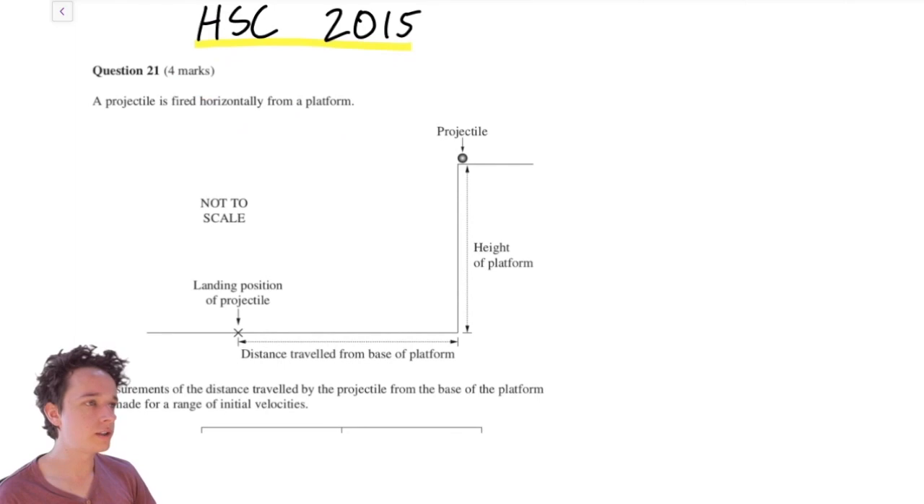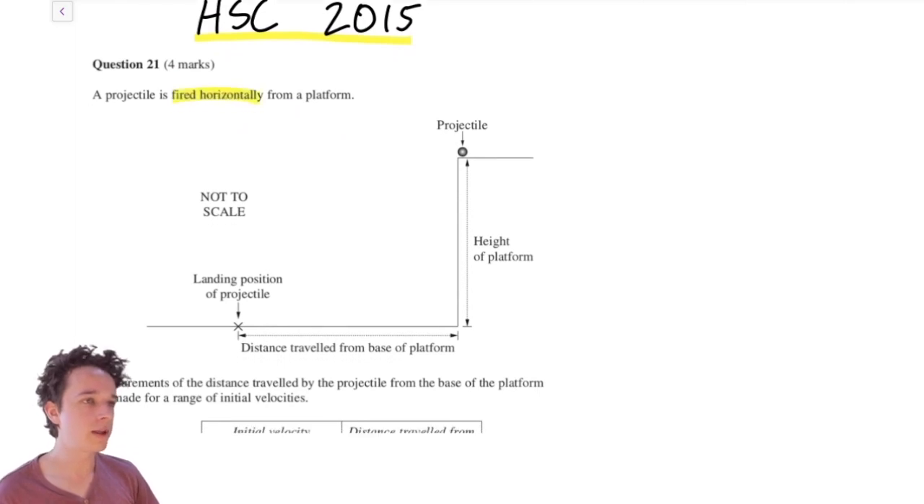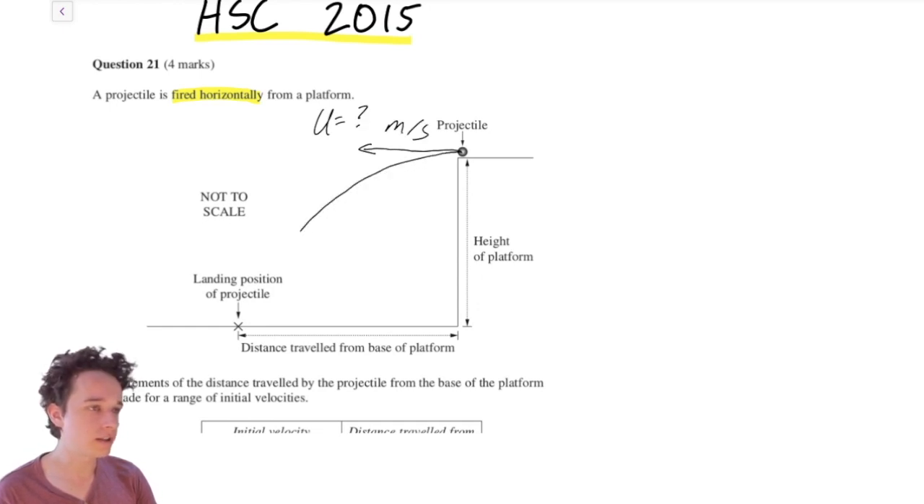A projectile is fired horizontally from a platform. All right, so let's just draw that quickly. We have a projectile here. It's been fired. Let's make that horizontal. It's been fired horizontally from a platform with an initial velocity of u equals, meters per second. It travels in a standard parabolic path and lands in this position marked with an x down here.